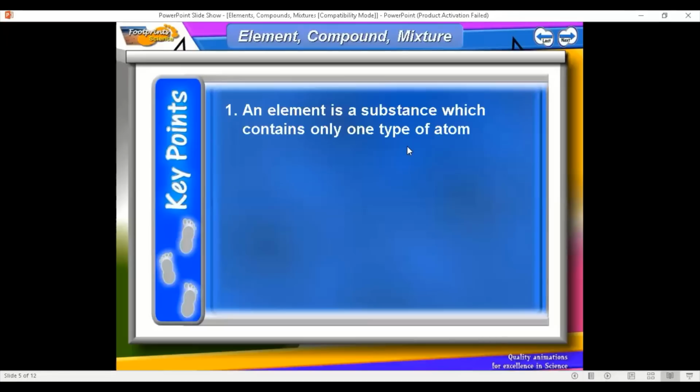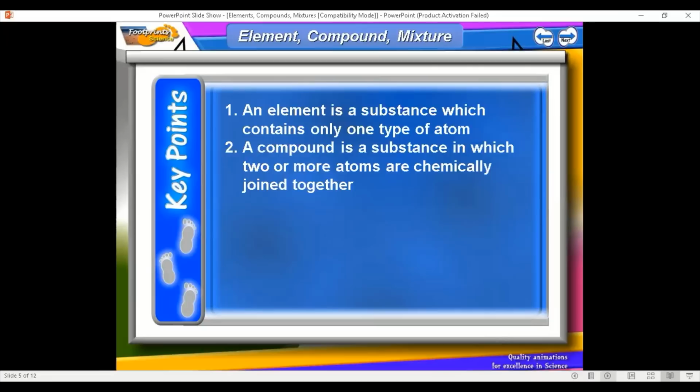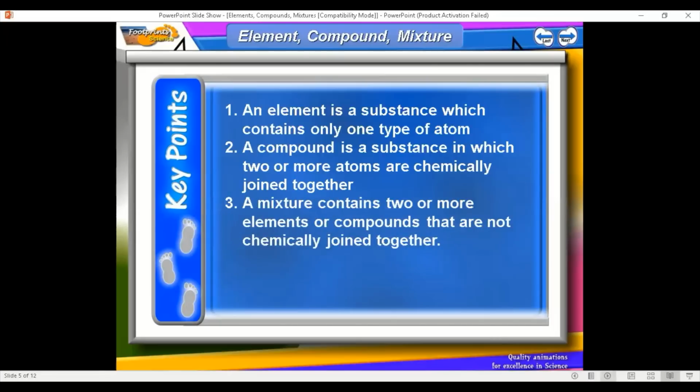So again, write these key points down, please. Elements, compound, and mixtures. An element is a substance which contains only one type of atom. For example, carbon, okay? A compound is a substance in which two or more atoms are chemically joined together. Write that key point down. A mixture contains two or more elements or compounds that are not chemically joined together.